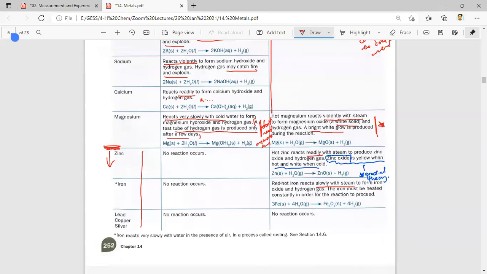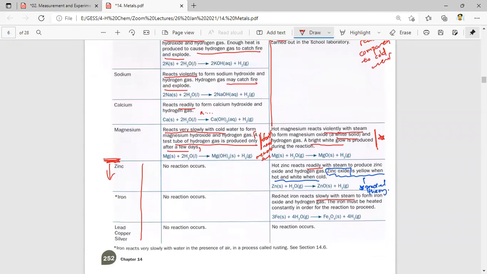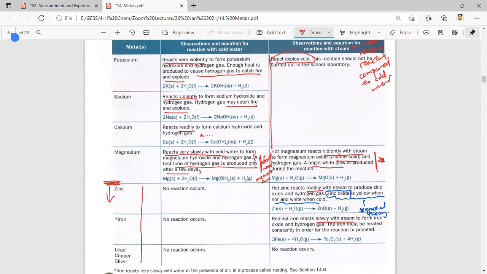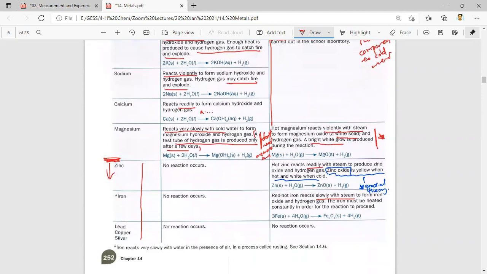And since it reacts slowly with steam, we can safely say that this is less reactive than zinc. Iron is definitely less reactive than magnesium. So based on the observations, I can now classify that magnesium must be above zinc, zinc must be above iron in terms of reactivity. So what you have done is to differentiate between potassium all the way to iron, when I let it react with cold water and when I let it react with steam.